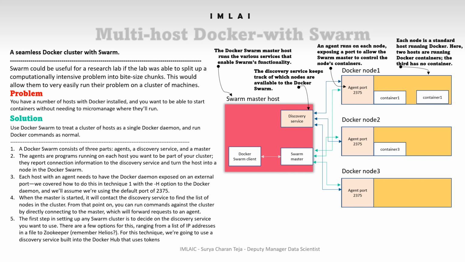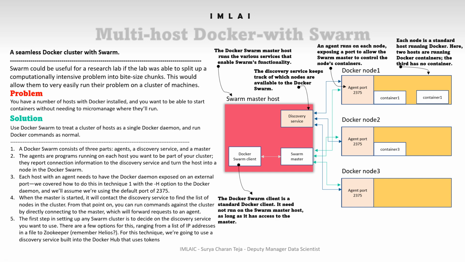Then we have the Docker nodes. Each node is a standard host running Docker. So each node should have the Docker daemon, meaning Docker should be installed on that node. Here two hosts are running Docker containers and the third has none. You see that Docker node 1 has two containers, Docker node 2 has one container, whereas Docker node 3 has no container at all.